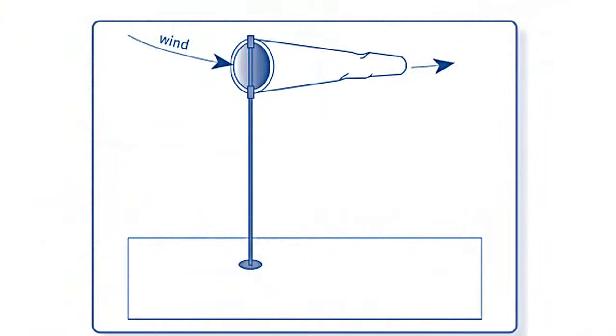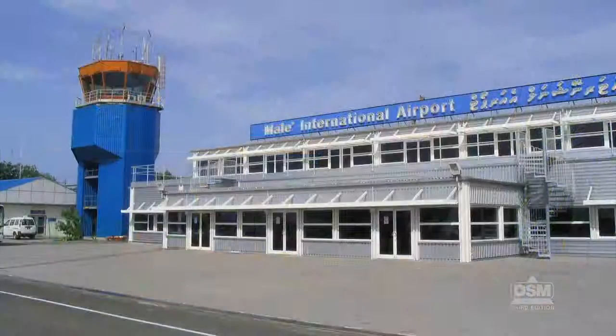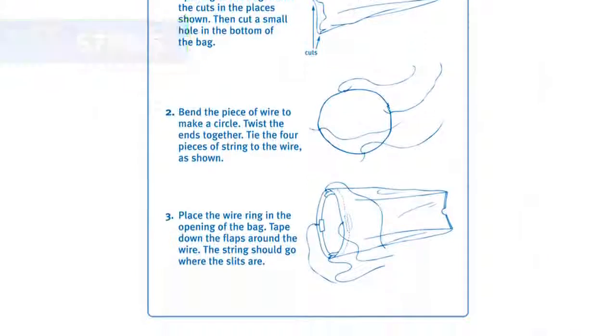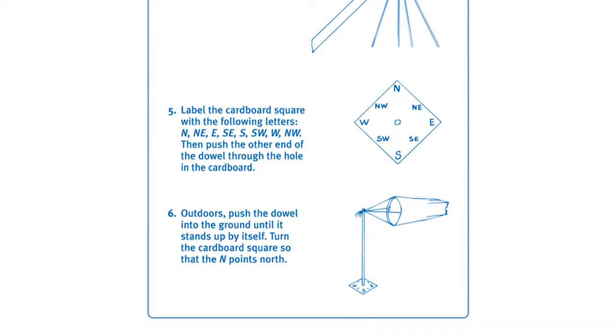When the wind blows, it fills the sock and makes it stand straight out, indicating the direction in which the wind is blowing. Explain that windsocks are often found at airports and seaports. Next, distribute Activity Sheet 4, Parts A and B, along with the materials. Review the instructions on the activity sheets, and guide students through each step as they build their windsocks.